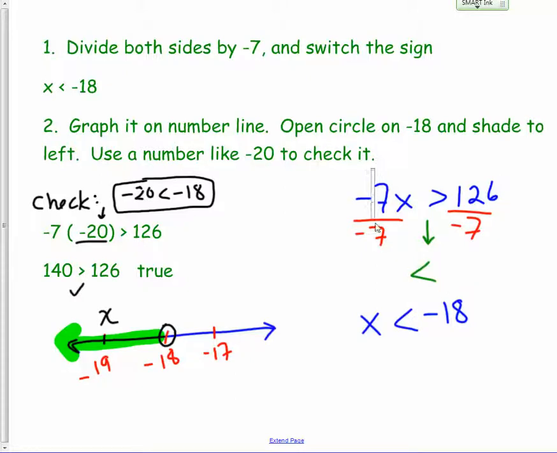So negative 7 divided by negative 7 is a 1. Take it out, and we're left with x. All the solutions are less than negative 18. When you go to graph it in number 2, you need to have negative 18, one bigger and one smaller. Because all the answers are less than negative 18, you need the open circle on negative 18 and shade everything to the left. Then when you show your check, pick a number in the shaded region that's easy to deal with. I picked negative 20 because I can multiply it by negative 7 mentally, easier than negative 19. A negative times a negative is a positive, and 140 is greater than 126. So it's true, and it checks.